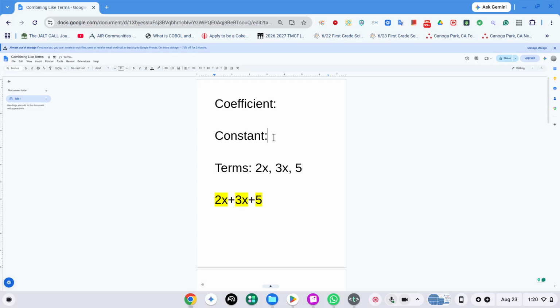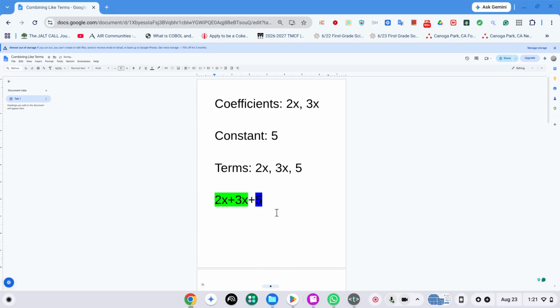Now here's where things differ. Our constant is basically our whole numbers, our integers, the values in the expression that stand alone. So in this case, 5 would be our constant. And coefficients are basically our values when we have the number and the variable. So in this case, it's 2x and 3x. So in the expression 2x plus 3x plus 5, we know our coefficients are 2x and 3x, our constant is 5, and our terms are 2x, 3x, and 5.